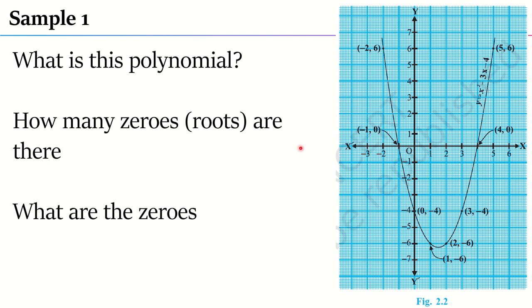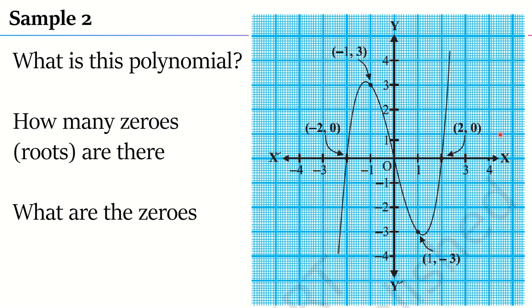So this is from your textbook. Try to answer what this polynomial is. Since it has a parabola shape, it's a quadratic equation, meaning degree 2. How many zeros are there? It intersects at 2 points, so there are 2 zeros. That is the answer. And what are the zeros? In the intersection point (-1, 0), we'll be taking only -1. And the other intersection point (4, 0), we'll consider only 4. So the zeros are -1 and 4.